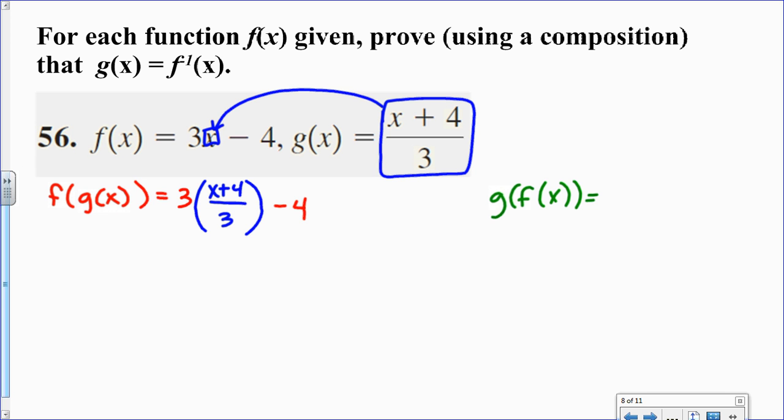Okay, so this is what I'm talking about. Do not just write x from here. Yes, I'm sure you could look at this, do it in your head, and know it's just going to be x. But what's important is showing the steps.